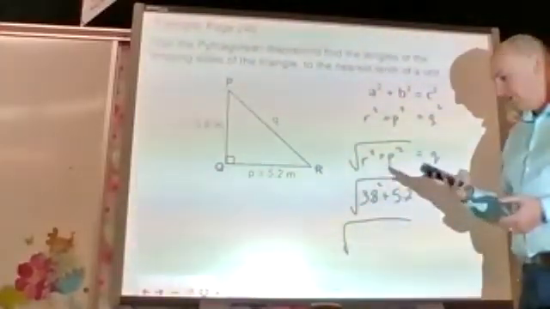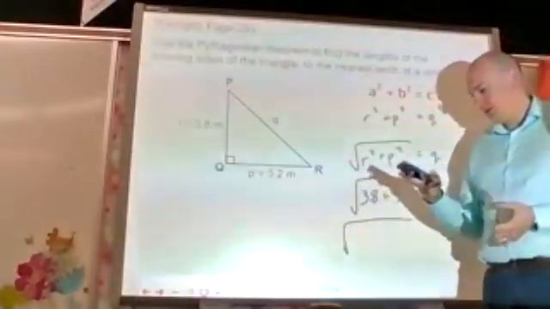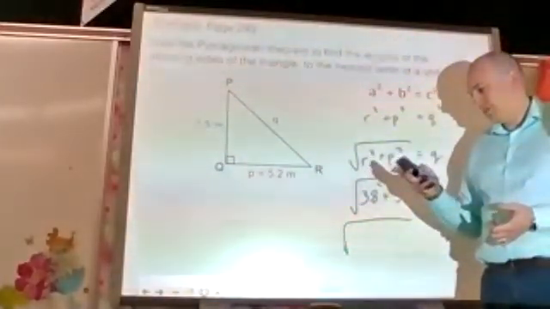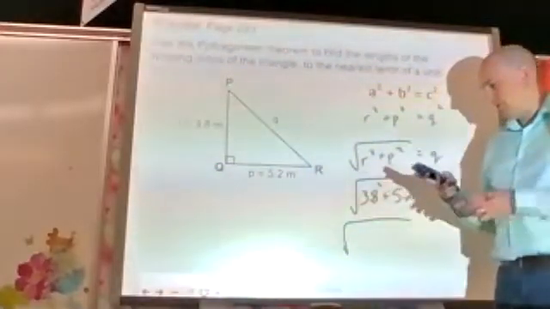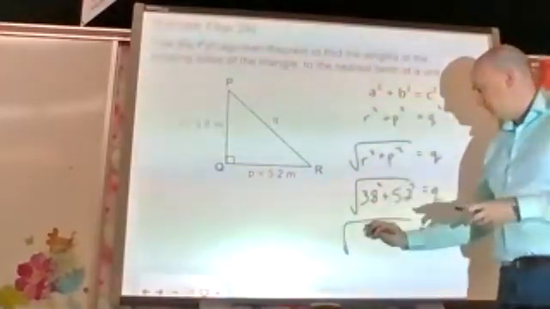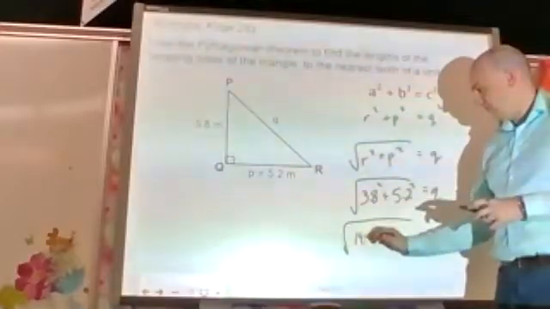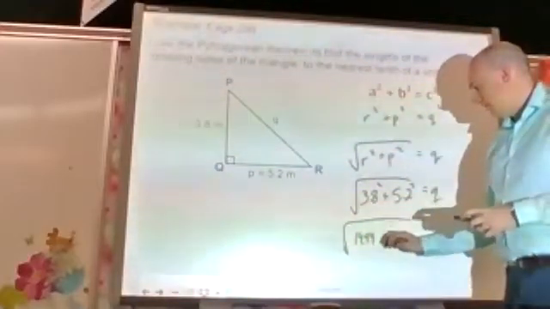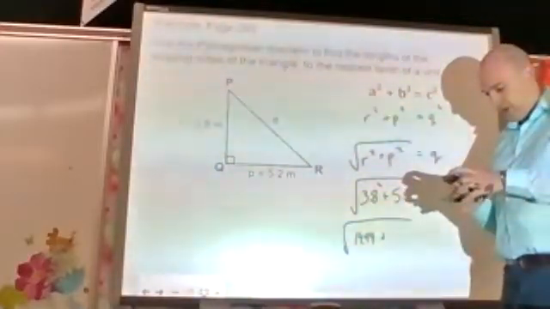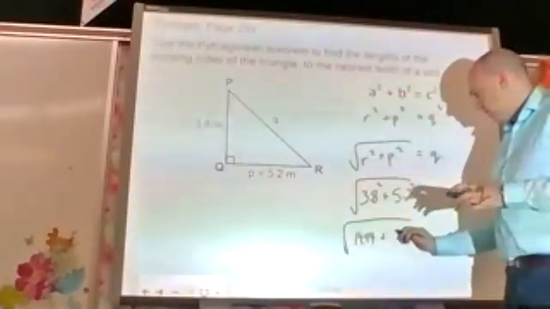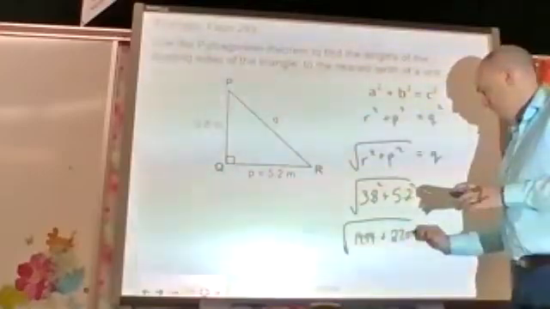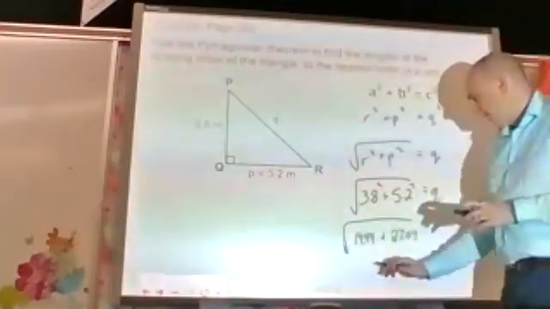Calculator. 3.8. Whoop, just lost my calculator for some reason. 3.8 times 3.8. That's what 3.8 squared means, of course. 14.44. 5.2 times 5.2 is 27.04. So then we add those together.